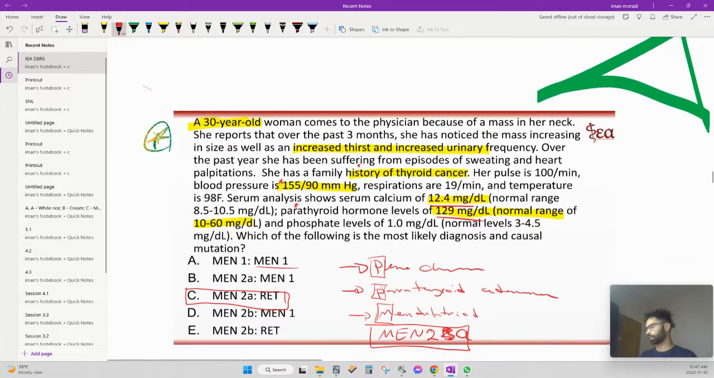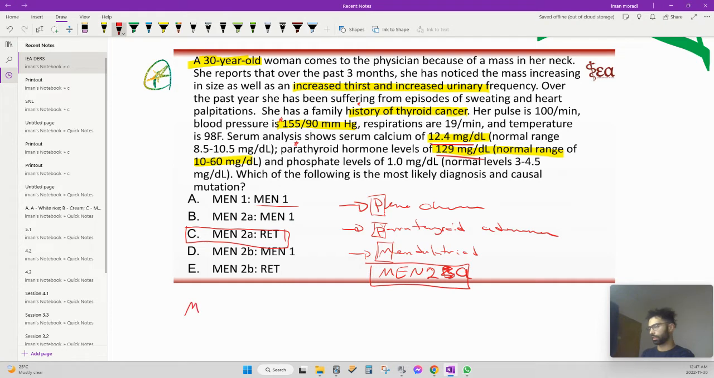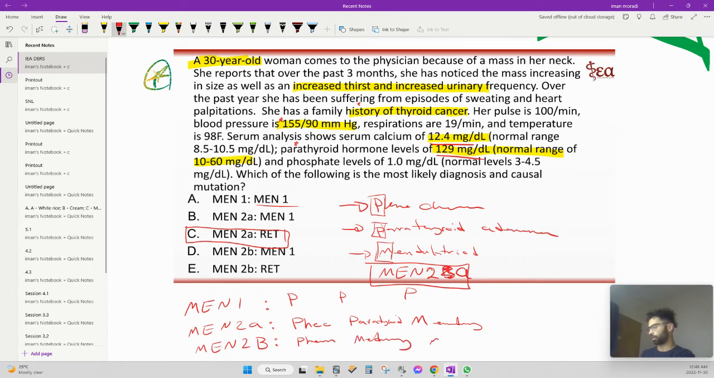So explanation for MEN 1 and 2A and 2B, you got MEN 1, MEN 2A, MEN 2B, right? For 1, we have P, P, P. For 2A, we have P, P, M, and so one of the P's is pheochromocytoma, the other P is parathyroid adenoma, and the third one is medullary carcinoma. For 2B, it's again pheochromocytoma, so one P, and then we got medullary, and we got mucosal neuromas. So one P, two M's for 2B, and for 2A is two P's, one M.